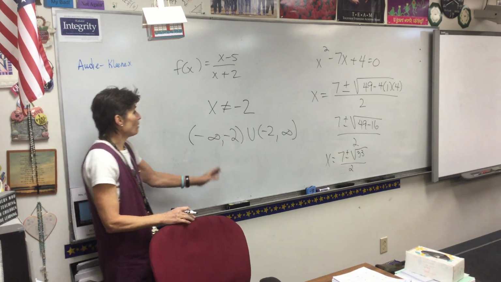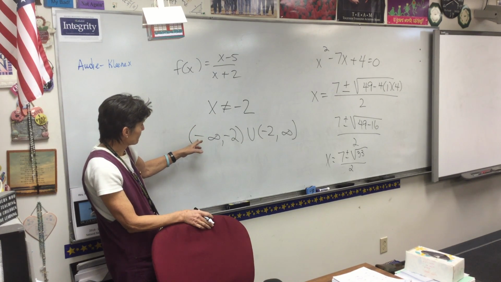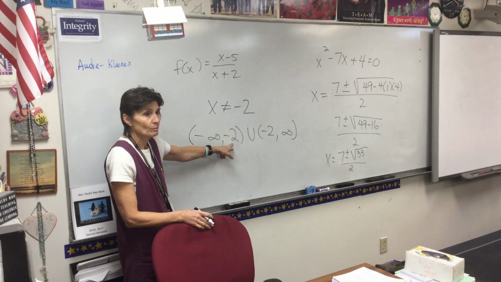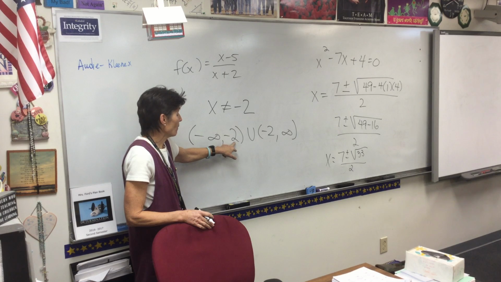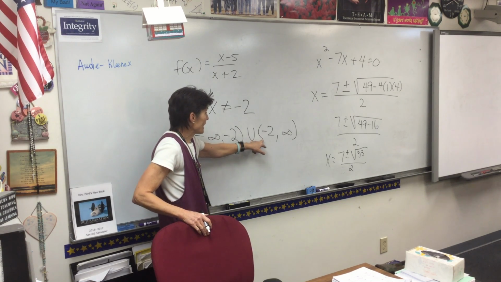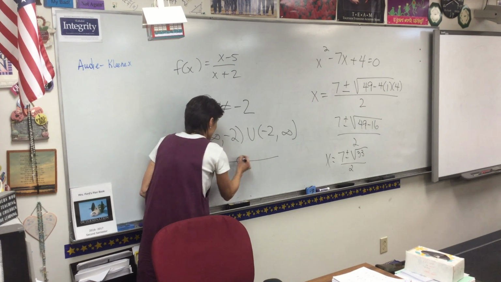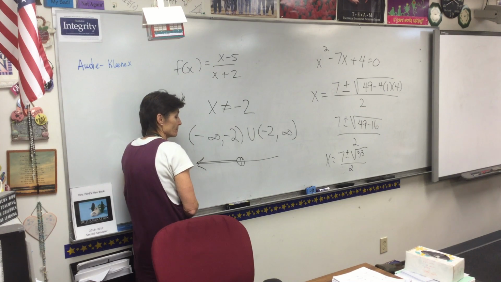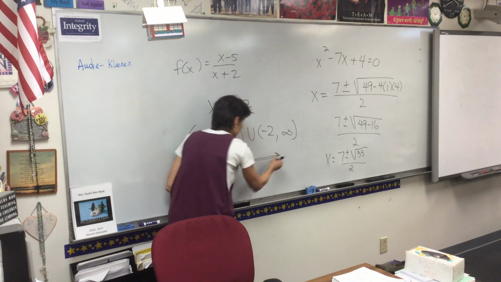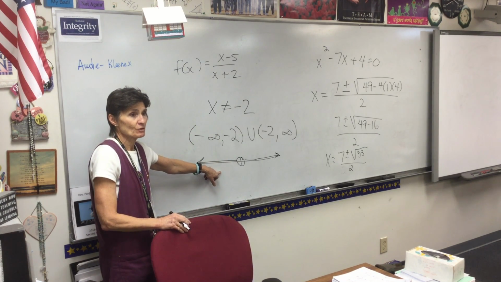Now, tell me about this. What is this saying? It's saying go from negative infinity to -2. Are we including -2? No. And then go from -2 to positive infinity. So if you graph this, you'd have an open dot at -2 and you'd shade this way and that way. Is that the same as x is everything except -2?